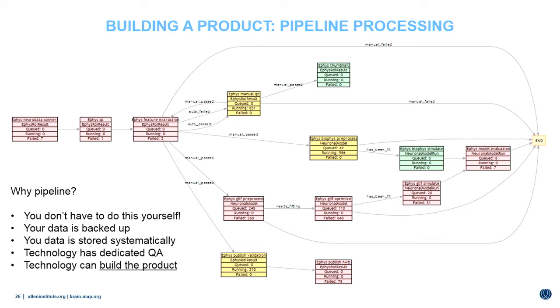Another benefit is that the data is now backed up and stored systematically in a database, so everybody can query for particular cells they're interested in. Another big benefit is that the technology team has dedicated QA resources, so there are people who have their eyes on all these modules all the time, and if something goes wrong, they'll notify the important people. And finally, technology uses the database representation of all of this analysis and data to build the product.